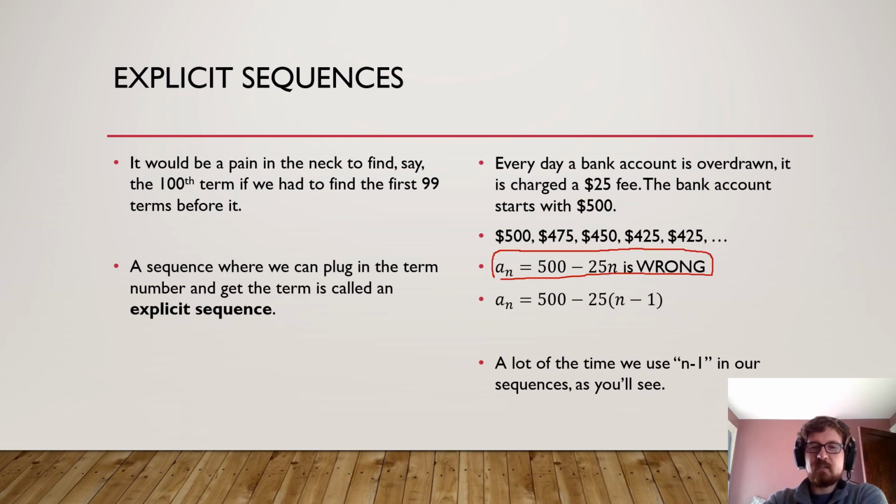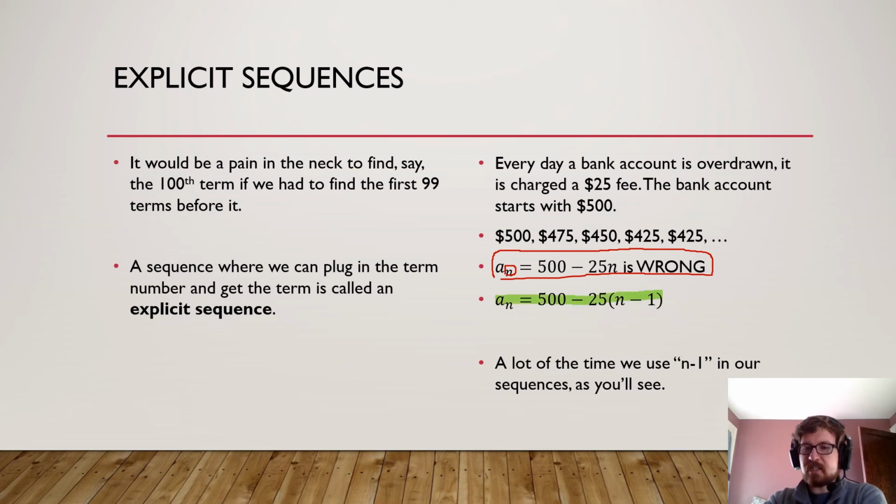The reason it's wrong is if I plug in 1 for n here and 1 here, well, I'm not going to get 500. I'm going to get 475. And that's a key thing that a lot of people make a mistake with. This is right. This right here.